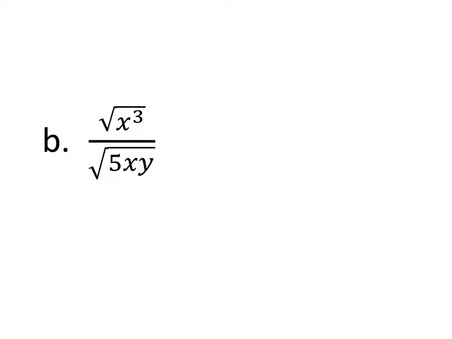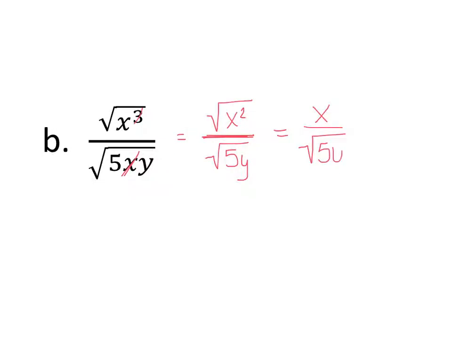Could we go ahead and simplify anything out of this? The x's, right? This one can cancel with one of them up here. So it's square root of x squared over square root of 5y. Now can we simplify anything? I think you can. X squared. What's square root of x squared? Just x. Okay, so we have just x on top, and then square root of 5y on bottom.